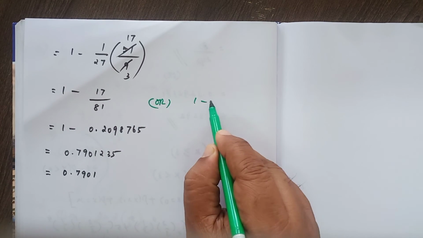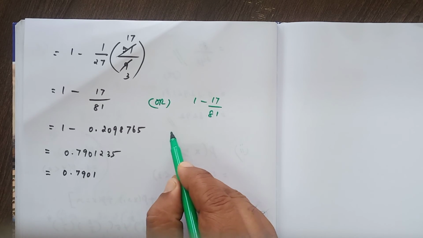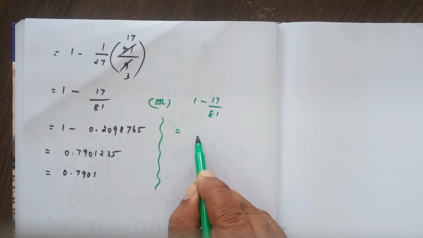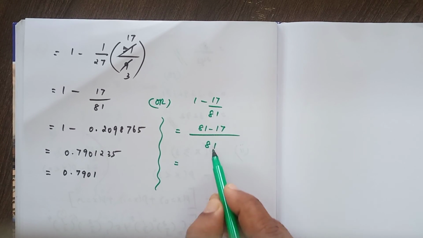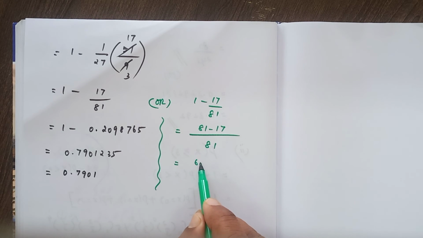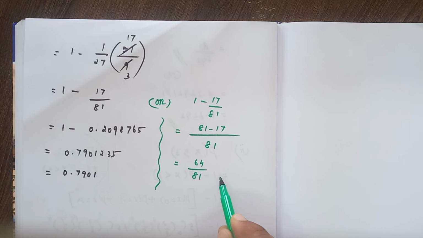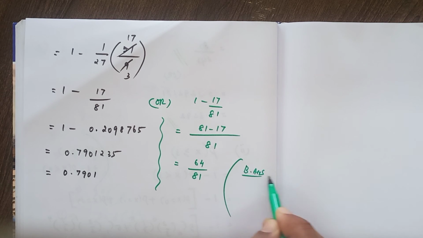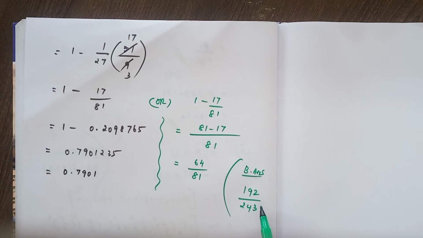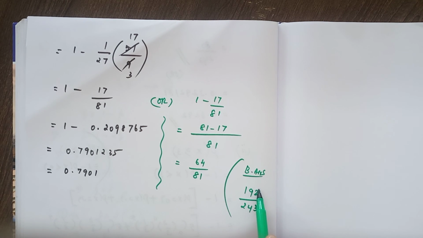The book answer, what is given now, see here, they haven't divided. See, 1 minus 17 by 81, I do the calculation also, listen, equals, LCM is 81, so 81 minus 17 divided by 81, 81 minus 17, that is equal to 64, 64 divided by 81. The book answer given is 192 divided by 243. If you divide by 3 table, you will be getting that 64 divided by 81. Look at that. Same answer only.